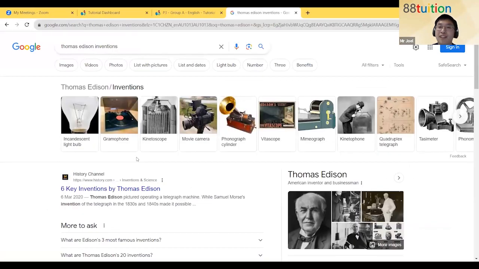So here are some of his famous inventions, and he's one of the best known inventors in the world for inventing all of these things. All right. So yeah, pretty fantastic, the things that he came up with.